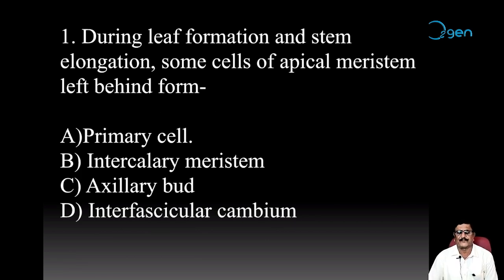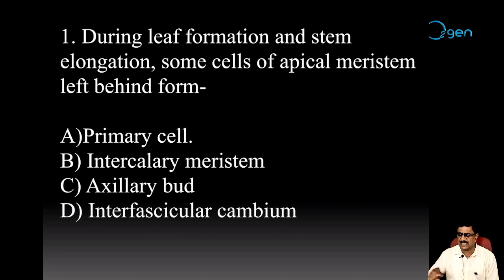The first question is, during leaf formation and stem elongation, some cells of the apical meristem are left behind. They form: Option A, primary cells. Option B, intercalary meristem. Option C, axillary bud. Option D, interfascicular cambium. So, the meristematic cells left behind while developing the leaf and stem are the axillary buds.